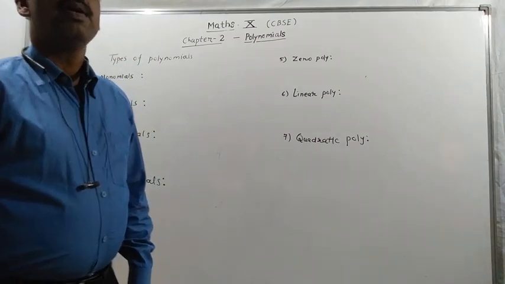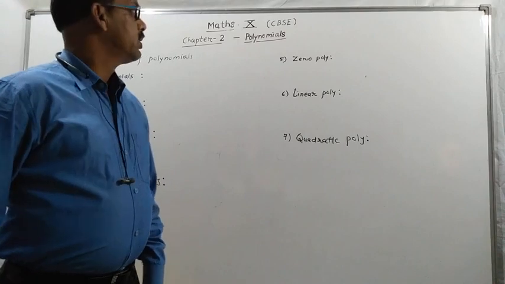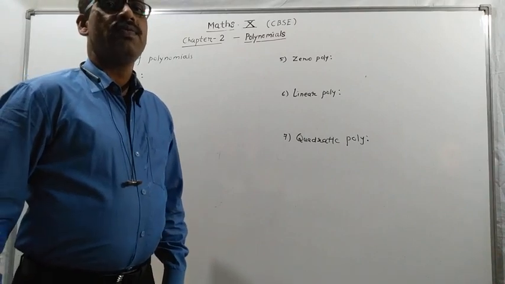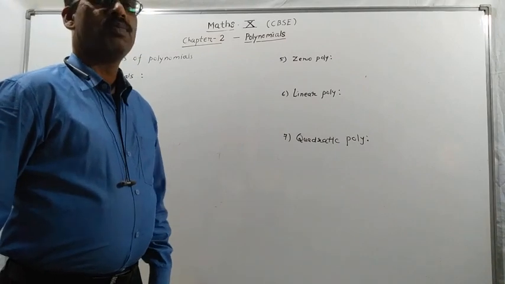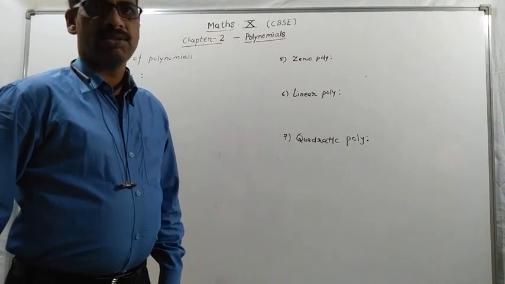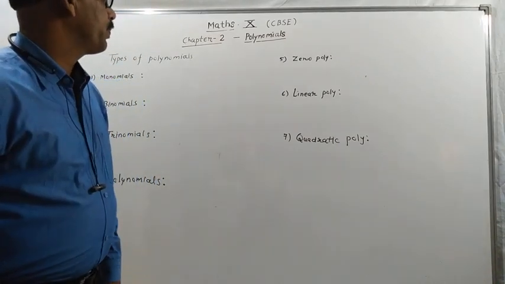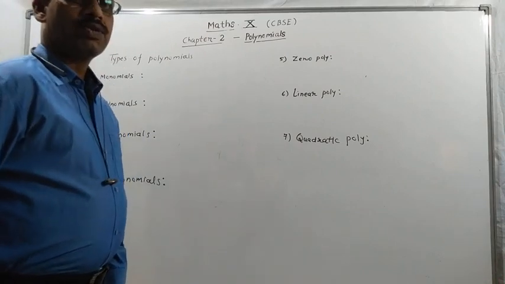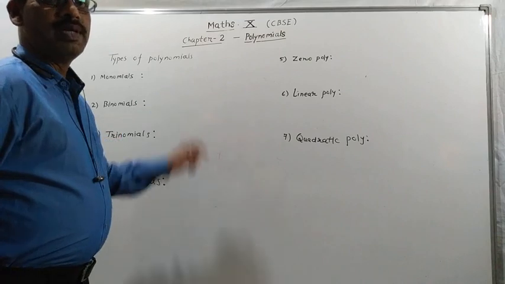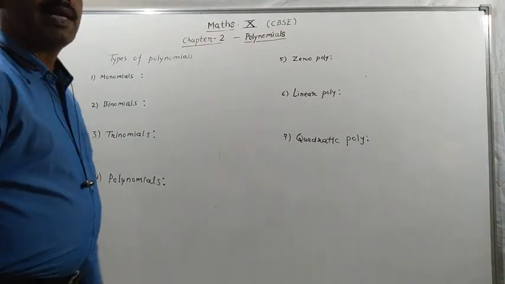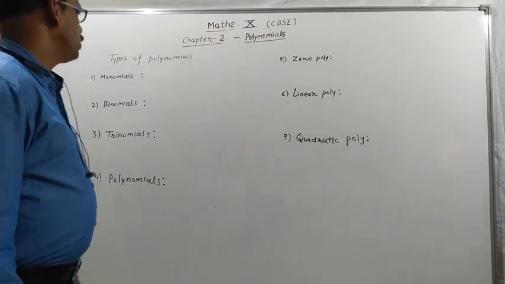First of all, before starting this chapter on polynomials, we recall the basic concept: what we mean by a polynomial and its types. So, just for a quick revision, we recall the types of polynomials. There are so many different types of polynomials.